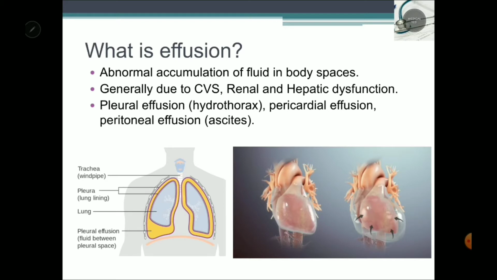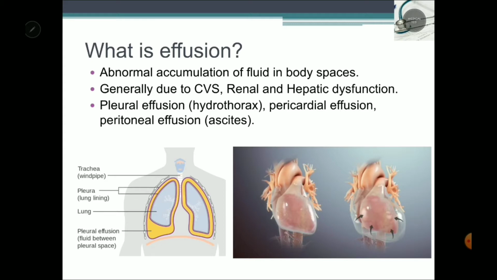Effusion is the abnormal accumulation of fluid not in the tissue spaces. Effusion happens in the body spaces or the body cavities, for example, the pericardial cavity, the pleural cavity, or the peritoneal cavity. Now, just like edema, effusion is also generally a result of cardiovascular, renal, or hepatic dysfunction.